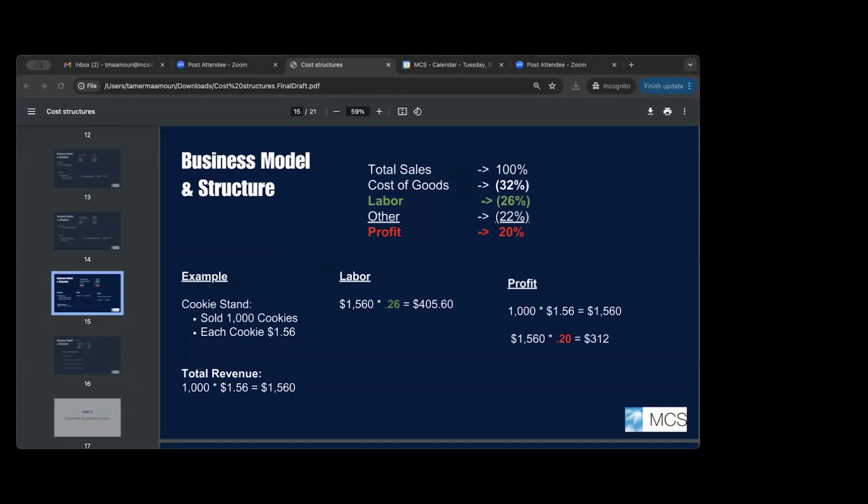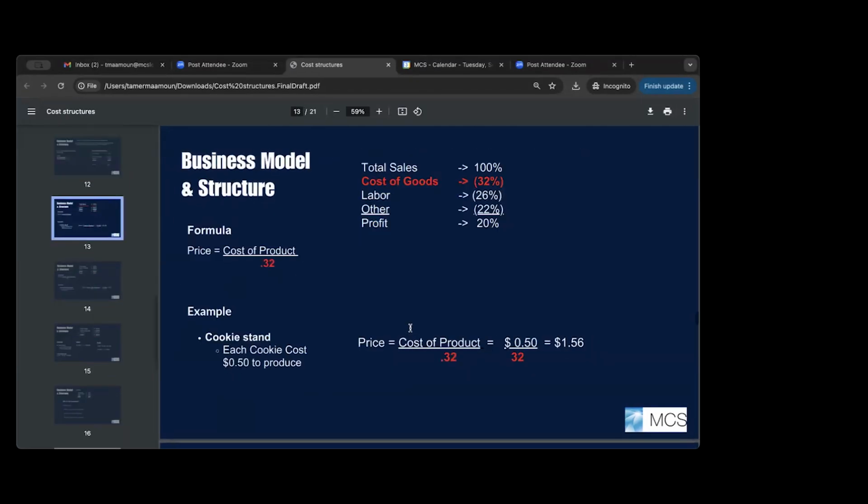So again, these are very standard and very ideal numbers that we usually use to start the conversation of, okay, well, you're going to start a business, but more than anything, let's see if it makes sense, right? How can you determine your prices? So with that, I'll turn it over to Tamer.